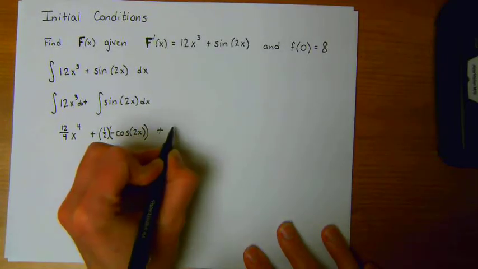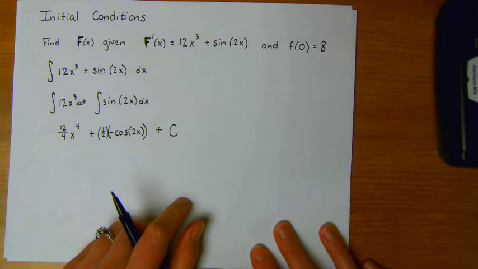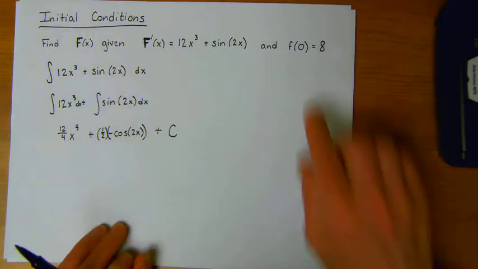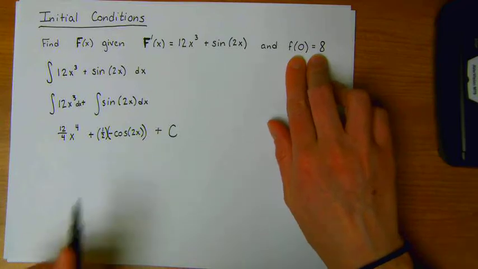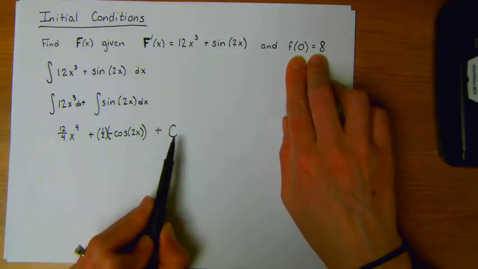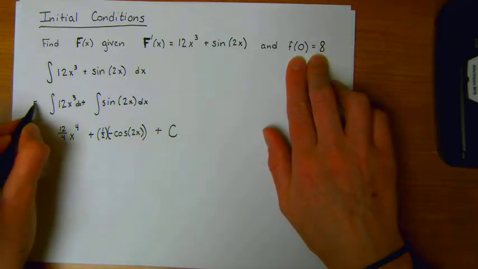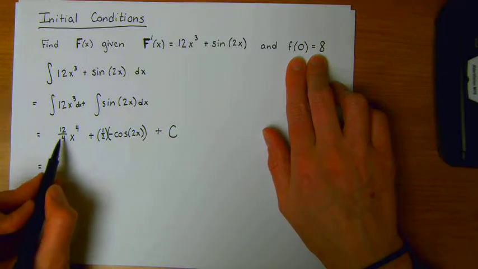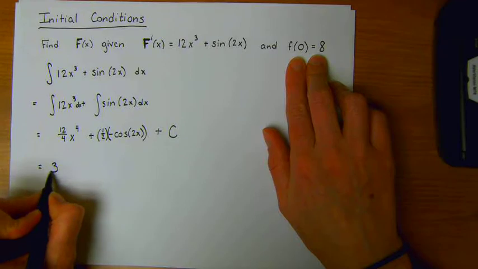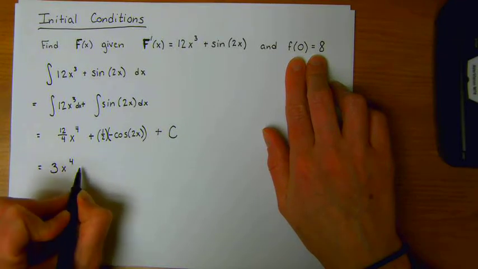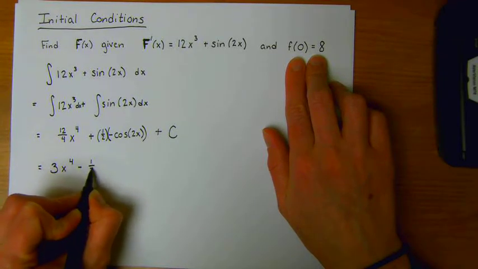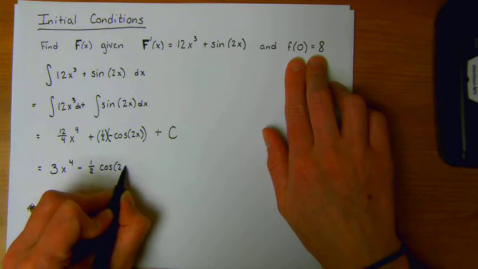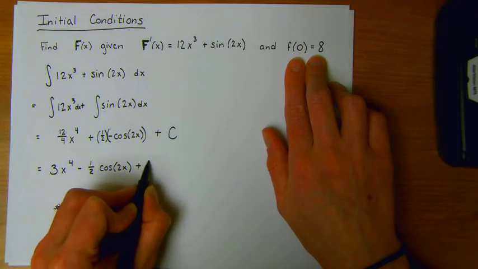But we have to worry about the fact that we add plus c. The idea of initial conditions is that I use this final extra piece of information to find out what this c must be. Let's simplify this a little bit. 12 over 4 is 3x to the fourth minus 1/2 of the cosine of 2x plus c.